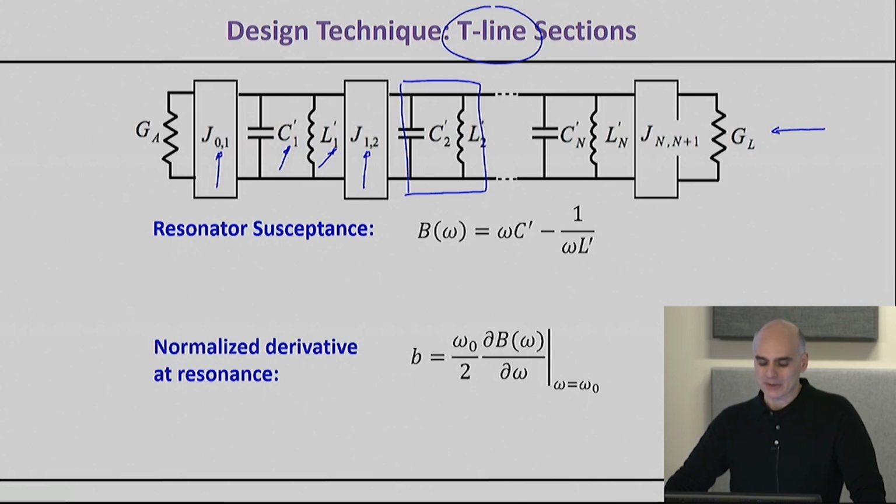So the way we solve this problem is by actually considering the resonator's susceptance, the one I'm showing here as B. In fact, it's slightly more convenient, instead of considering this susceptance, to actually consider the normalized derivative at resonance. So for every single resonator that you can actually design, you can compute this number here, or simulate it or measure it, and then for every resonator, you can compute this little b.